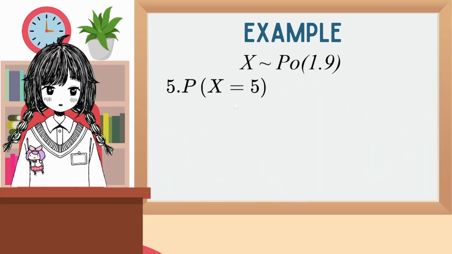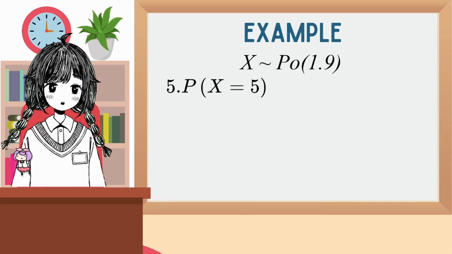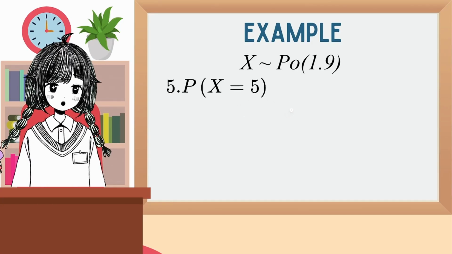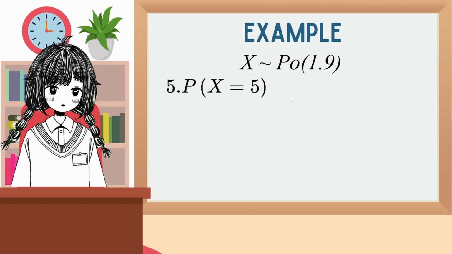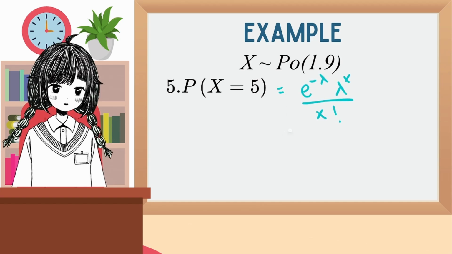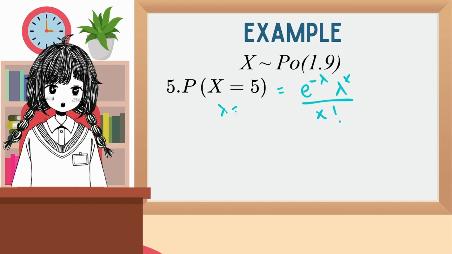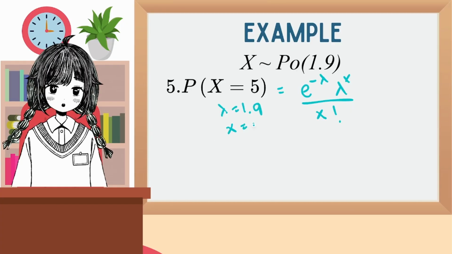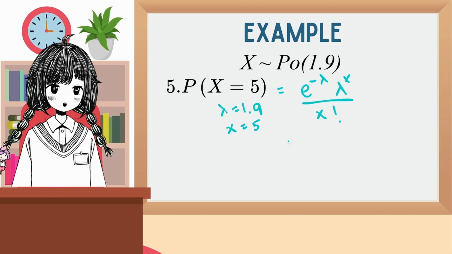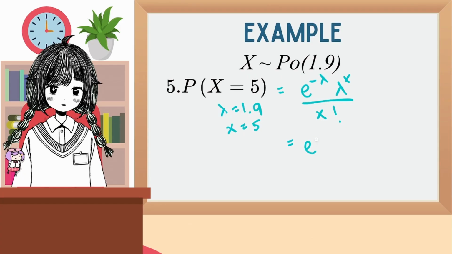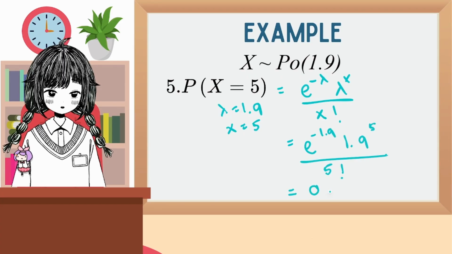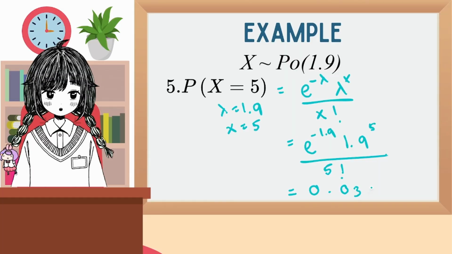Question 5. X equals 5. So we can just use the formula for the equation. So we have lambda, which is 1.9, and x is 5. So just insert the numbers. So the answer is 0.0309.